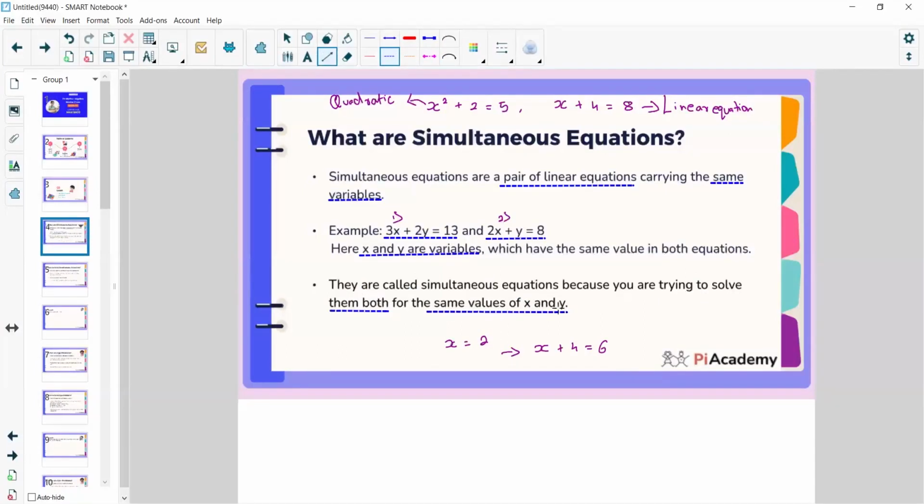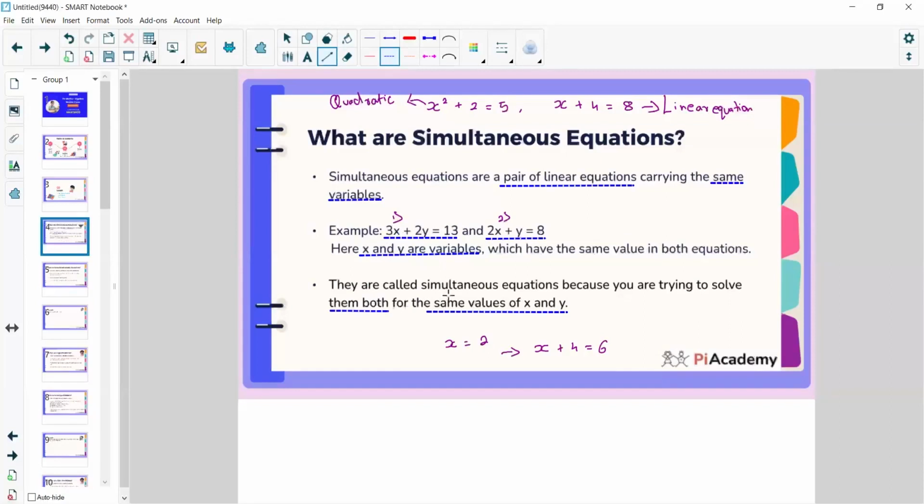So what is your ultimate goal? You're trying to solve these simultaneous equations. And what do we mean by solving simultaneous equations? It is to get the value of these unknown variables x and y. This is what we mean when we say solve simultaneous equations.